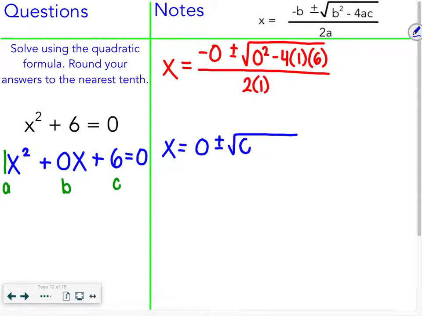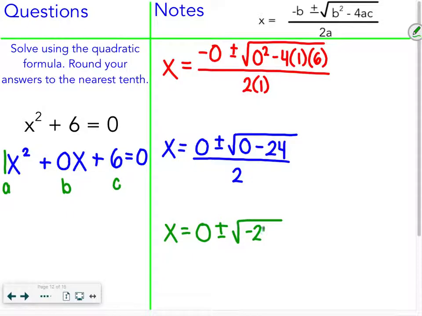0 squared is obviously 0. Negative 4 times 1 is negative 4. Negative 4 times 6 is negative 24. And then over 2. Simplify your square root. So 0 minus 24 is negative 24. Put that over 2. If your discriminant or your radical is a negative, that is no solutions.